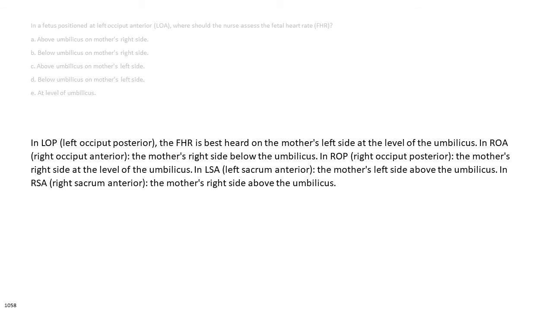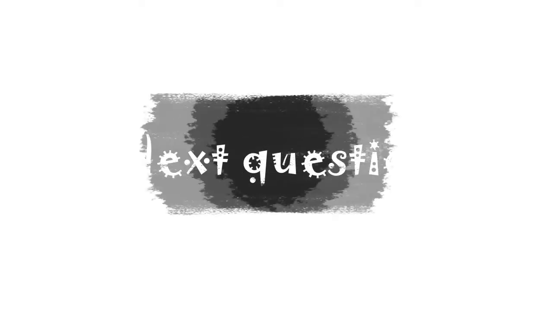In LSA, left sacrum anterior, the mother's left side above the umbilicus. In RSA, right sacrum anterior, the mother's right side above the umbilicus.